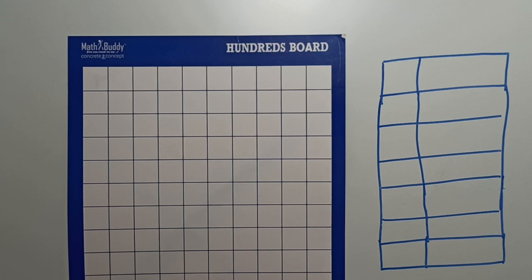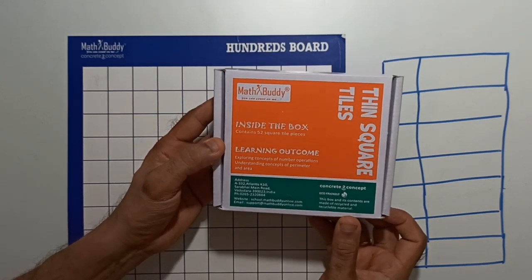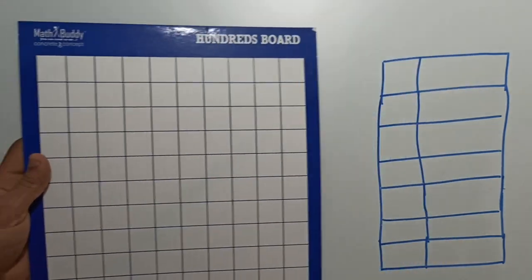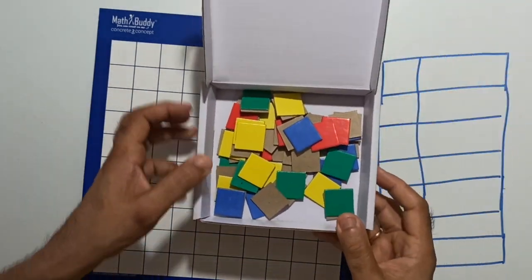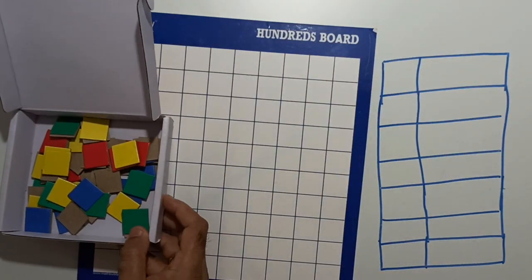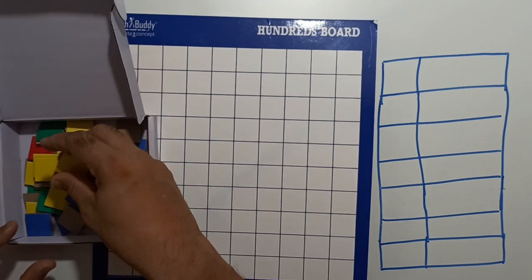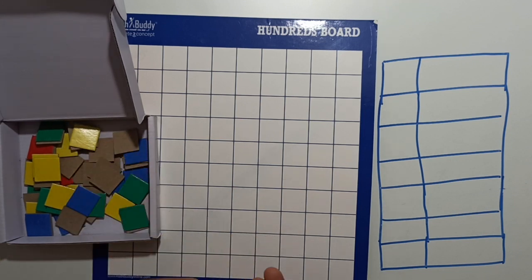We're going to be looking at factors. What do we mean by factors? For this activity we are going to be using this instrument called thin square tiles, along with this hundreds board. If you open up thin square tiles, you'll see various square tiles of different colors, right? So what do we mean by factors? Factors are basically building blocks, right? Let's say that I want to find the factors of the number 10.